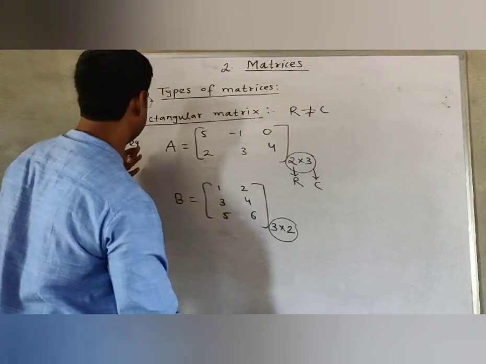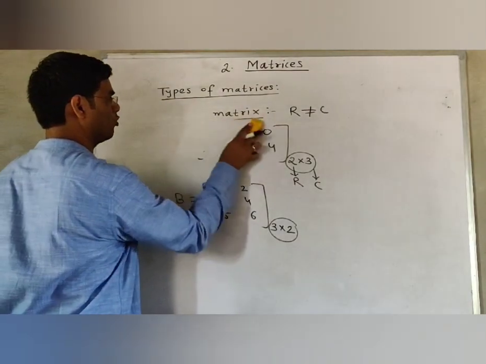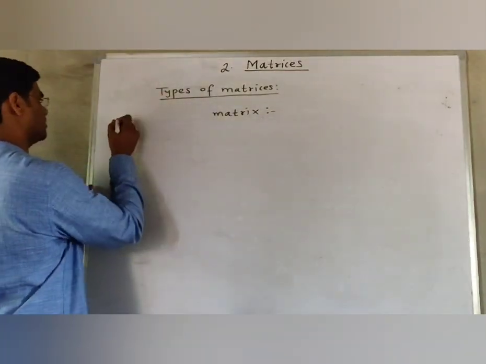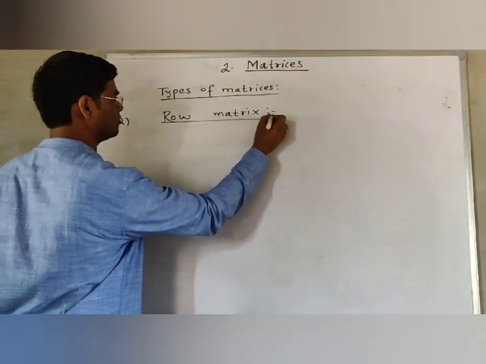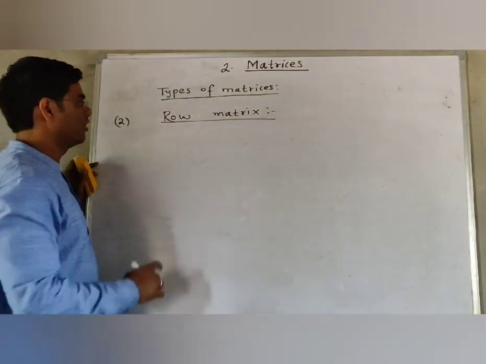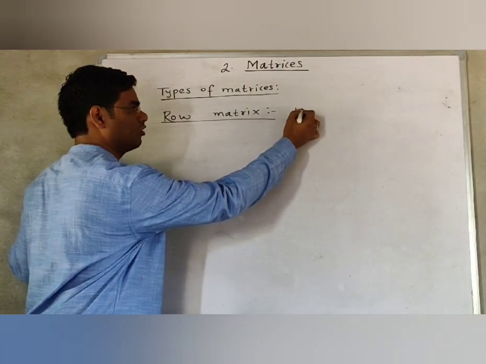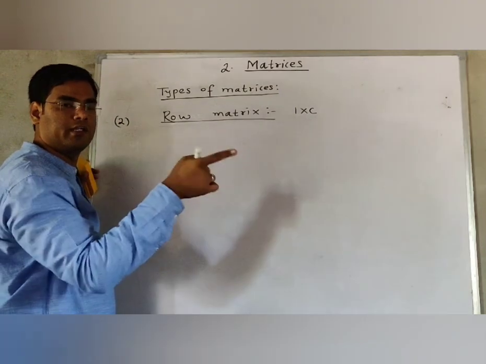Now let us define the next type of matrix. The next type of matrix is the row matrix. A row matrix is a special case of a rectangular matrix. What is a row matrix? A row matrix is a matrix which consists of only a single row and any number of columns.